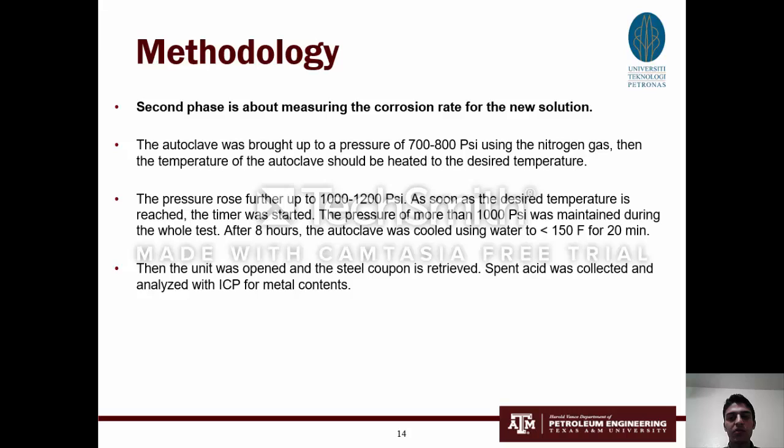As soon as the desired temperature was reached, the timer was started. A pressure of more than 1000 psi was maintained during the whole test. After 8 hours, the autoclave was cooled using water for 20 minutes. Then the unit was opened and the steel coupon was retrieved. Spent acid was collected and analyzed with ICP for metal content.